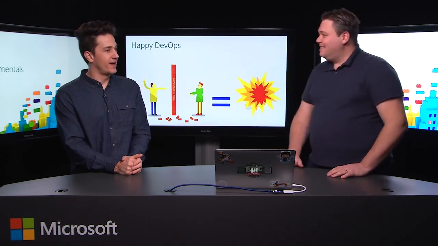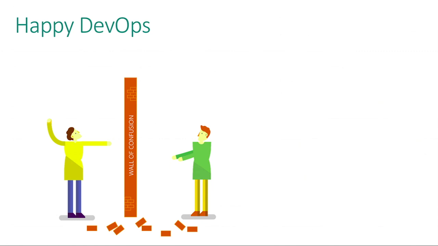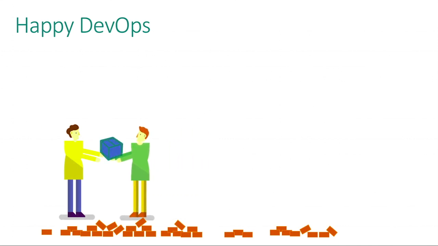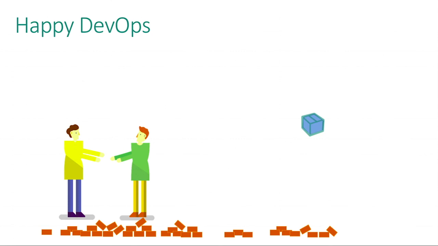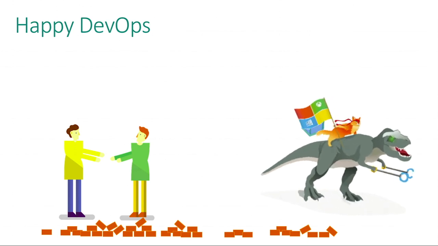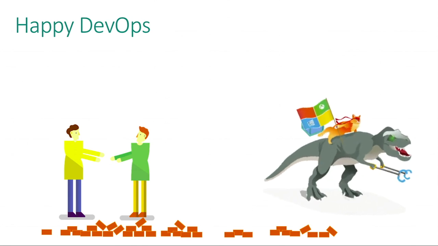We have a final slide. Through this series and other things, we're hoping that you would be able to have happy DevOps. Really break down this wall. Don't have any explosions. Break down the wall of confusion. Have Dev and Ops get along. Start delivering those applications, and then start to really deliver those applications faster and faster, until eventually you're going to have the awesome T-Rex Ninja Cat action. That's it.